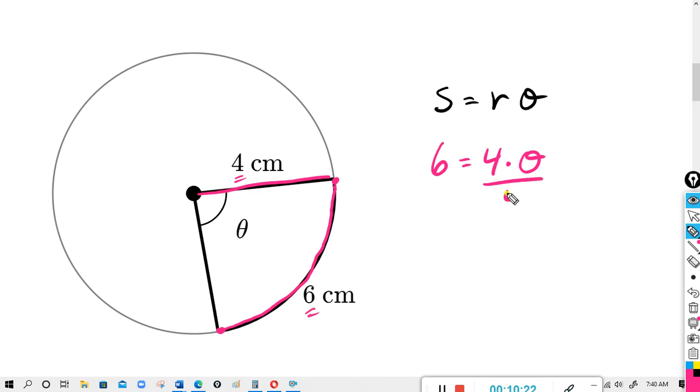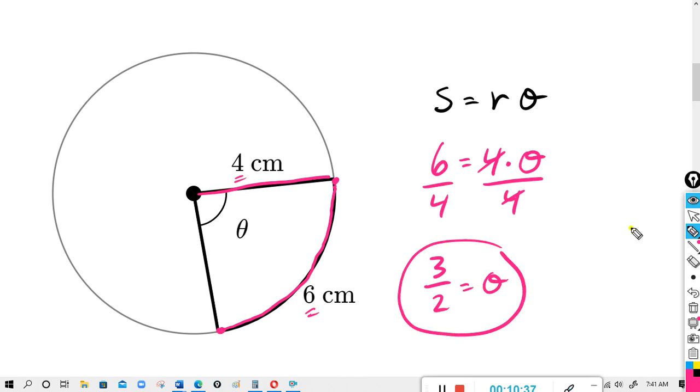Solving for theta, we divide both sides by 4. Cancels right here. And 6 divided by 4. 6 divided by 2 is 3. 4 divided by 2 is 2. So that's it. All right, I just reduced the fraction.